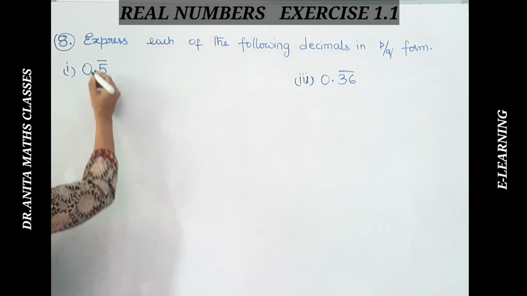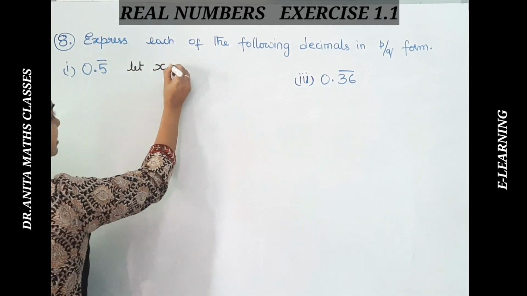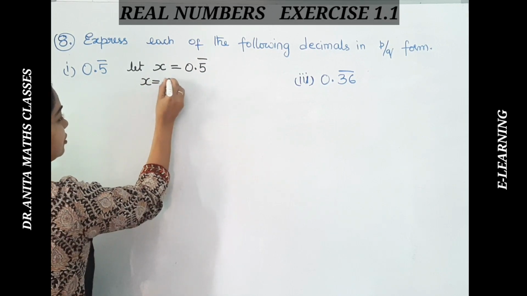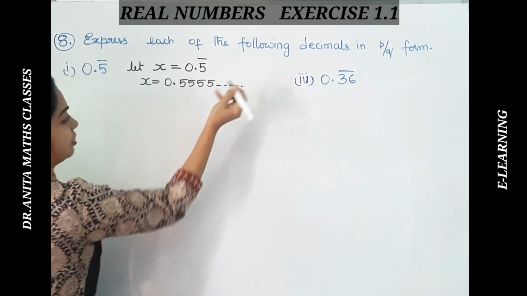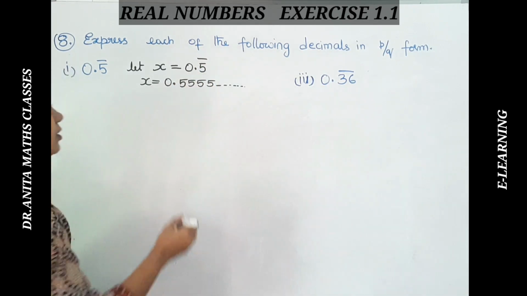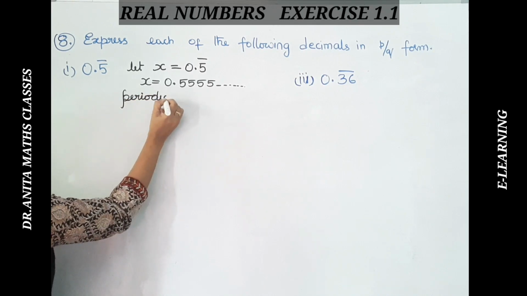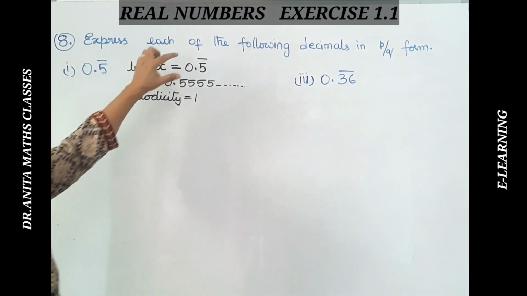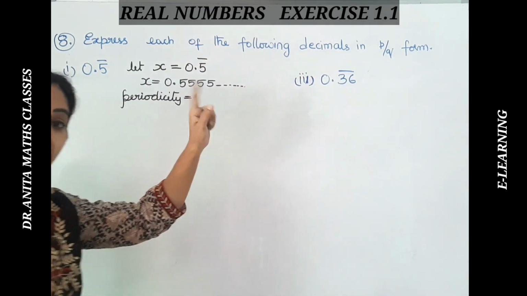When such problems are there, let me suppose x as this one, 0.5 bar. That means x is equal to 0.5 bar, meaning 5 is repeated. So let us write it like this, 0.555 and so on. Since the bar is placed on 1 digit, the periodicity here is 1. We will call this periodicity. If you see the third problem, the bar is placed on 2 digits, so the periodicity is 2.